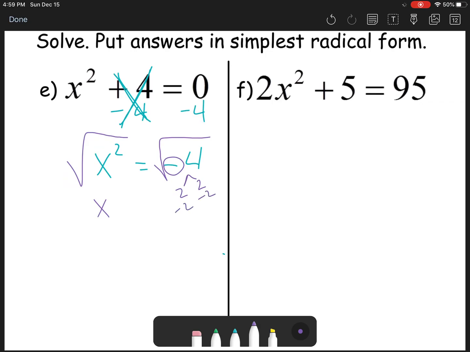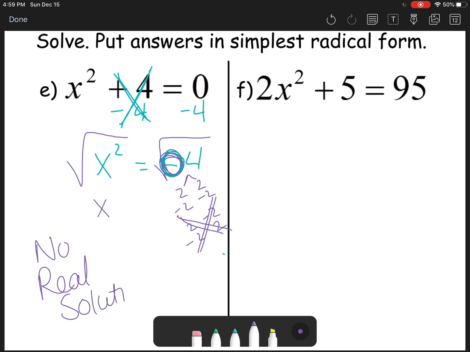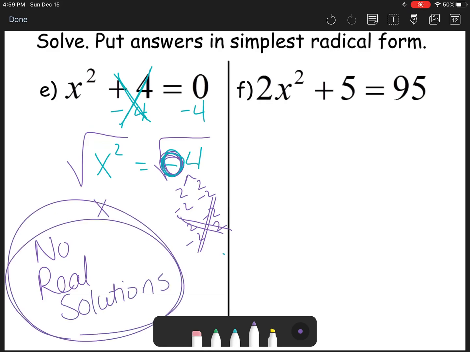Negative 2 times negative 2 would be a positive 4. That's not what we want. And 2 times negative 2 or negative 2 times 2 aren't the same number. So there's no way we can take a number and multiply it by itself to get negative 4 in the real number system. So anytime you see a negative underneath your radical, that should be a big red flashing light, and you should immediately think, well, the answer is no real solutions. No real solutions.